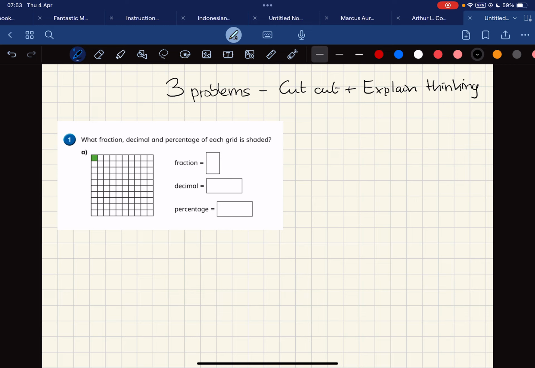Good question, fake learner. So I picked question 1A to show you how to do this. The question says, what fraction, decimal, and percentage of each grid is shaded? Okay, so if we look at this grid, let's label this as my visible thinking. So 1, 2, 3, 4, 5, 6. This is wrong. Let's go through 2, 3, 4, 5, 6, 7, 8, 9, 10. Okay, and we're just going to count across as well.